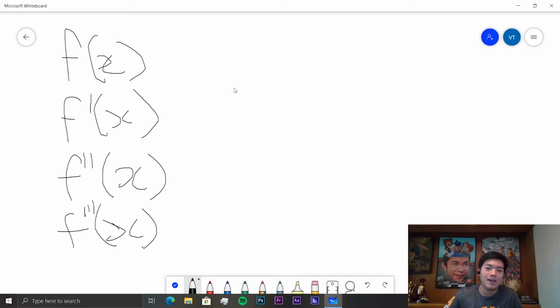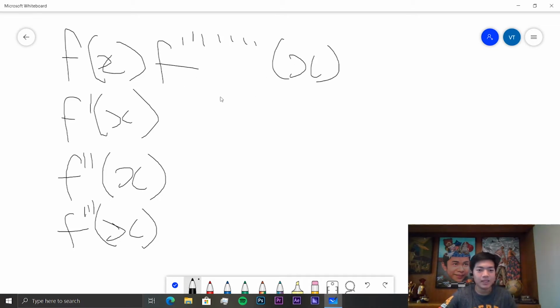And writing out multiple dashes like this would be bad at best. So for higher order derivatives above the third derivative, we use the notation f and then put the number in brackets, and then x. So this will mean the seventh derivative of the function.